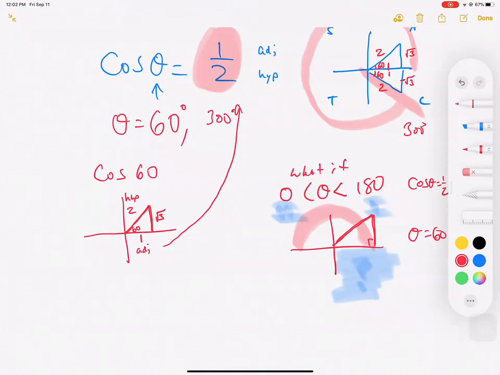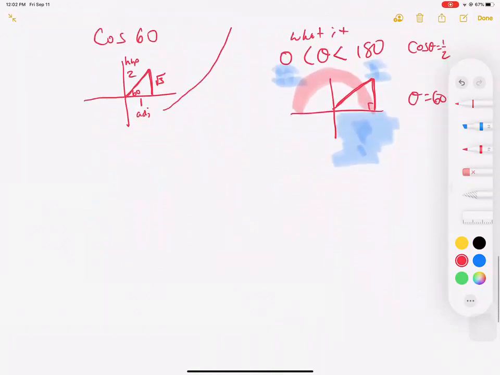Let's do one last example. If I give you, let's say, the cosine of theta is negative square root of 3 over 2. Negative square root of 3 over 2. I'm thinking in my brain, cosine is adjacent over hypotenuse. That's what they refer to. So when is cosine negative?